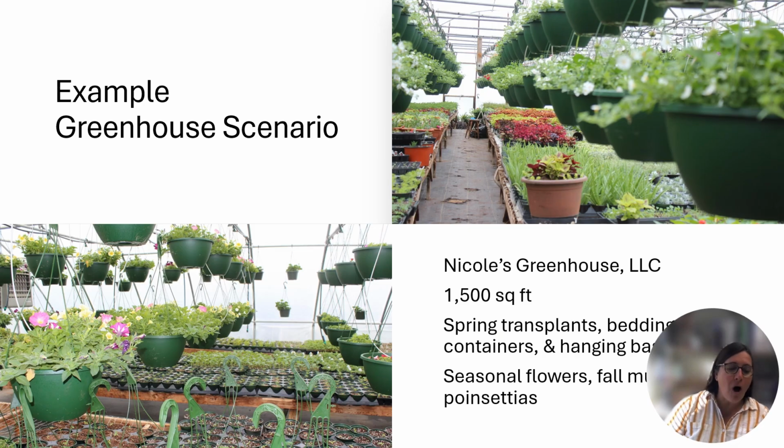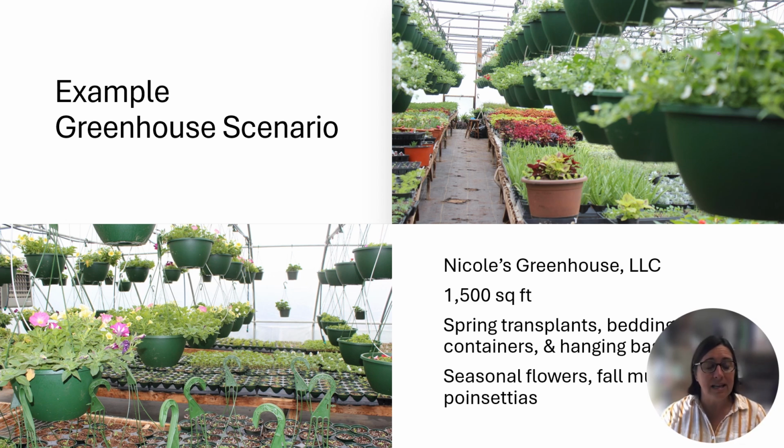So now let's put all of this information together. We're going to have an example here, and that example is going to be my greenhouse. Now, I really don't have a greenhouse, but let's pretend that Nicole has a greenhouse. My greenhouse is 1,500 square feet undercover. I have different zones, but I grow lots of different things. In the spring, I do vegetable transplants because they bring in lots of money and a new customer base. I have vegetable plants, fancy containers, and hanging baskets. And in the fall, I also do vegetable transplants and bedding plants, as well as seasonal flowers like mums and poinsettias. So that's going to be our example scenario today.